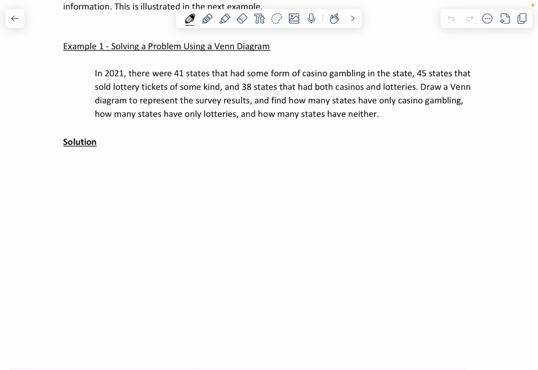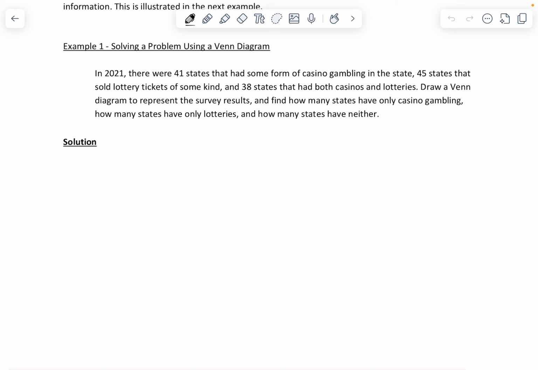Our first example says in 2021, there were 41 states that had some form of casino gambling in the state, 45 states that sold lottery tickets of some kind, and 38 states that had both casinos and lotteries. Draw a Venn diagram to represent the survey results and how many states have only casino gambling, how many states have only lotteries, and how many states have neither.